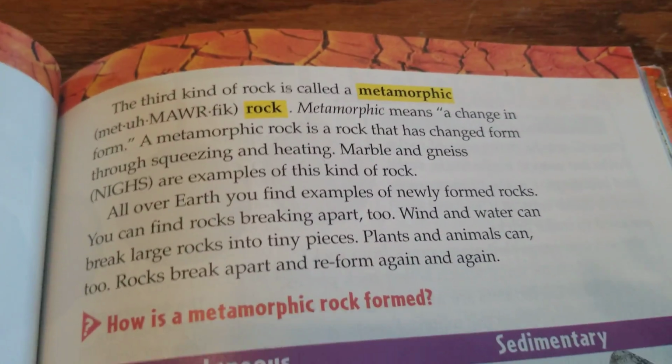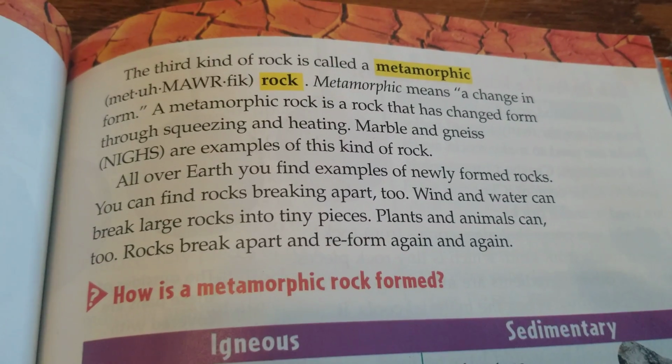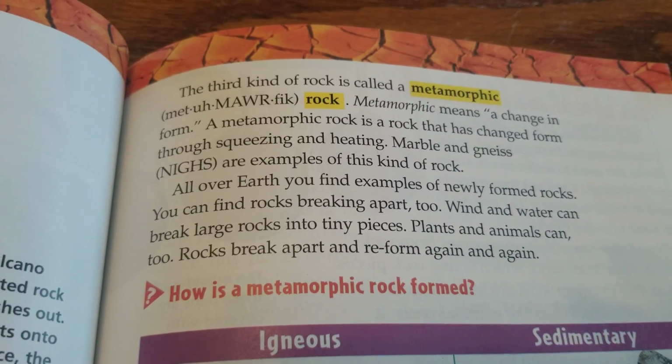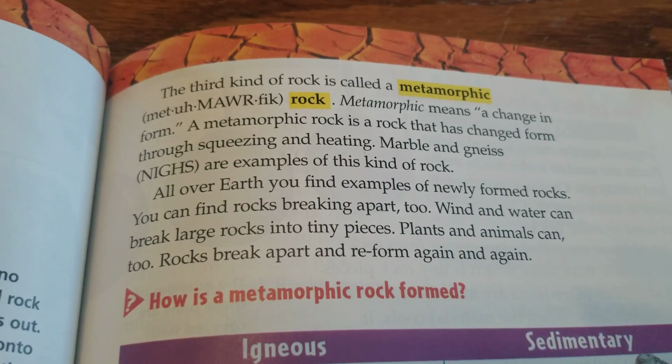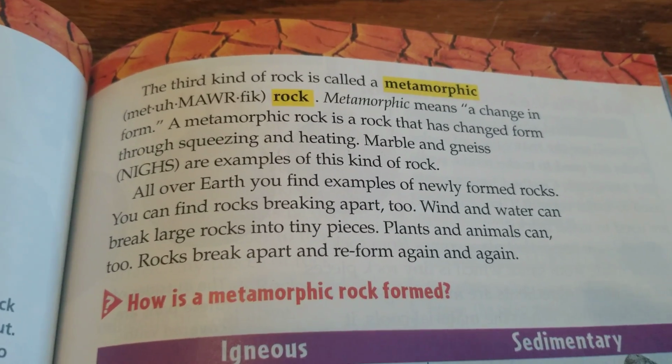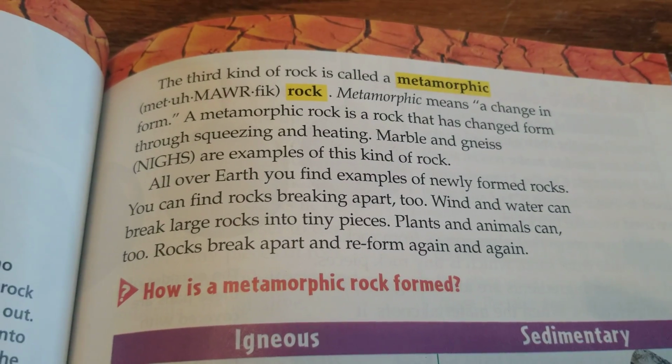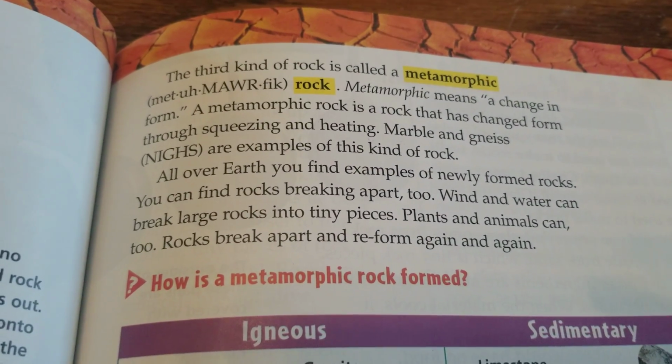The third kind of rock is called a metamorphic rock. Metamorphic means a change in form. A metamorphic rock is a rock that has changed form through squeezing and heating. Marble and gneiss are examples of this kind of rock.